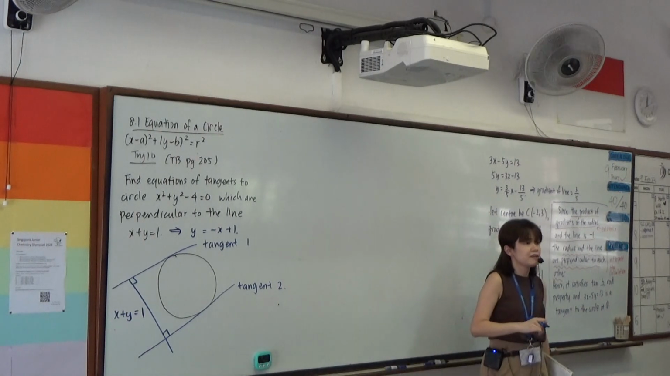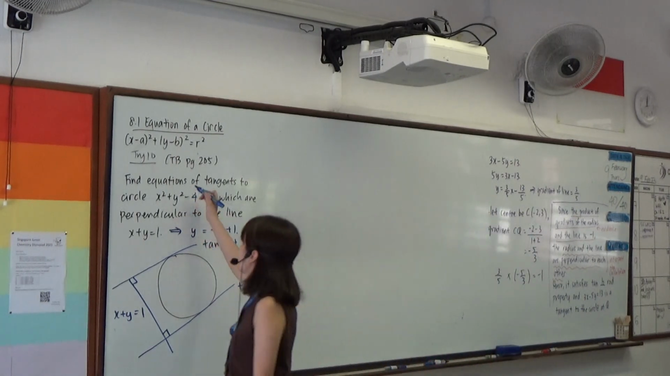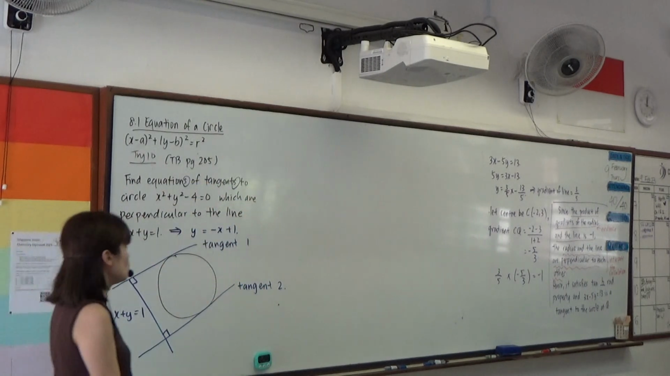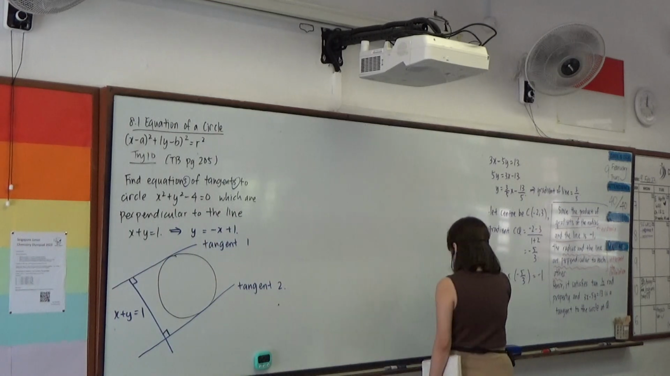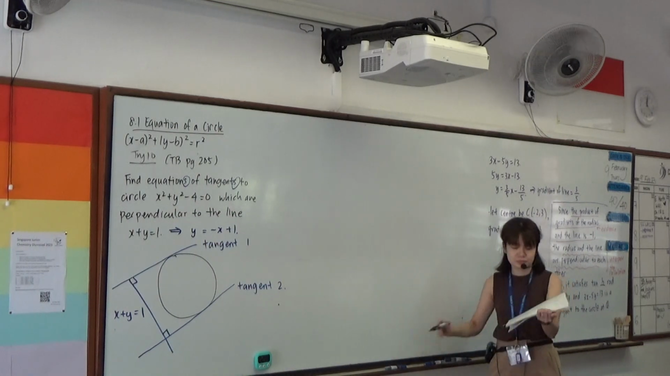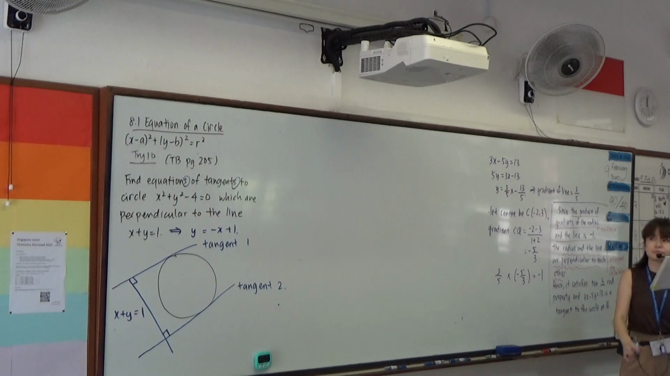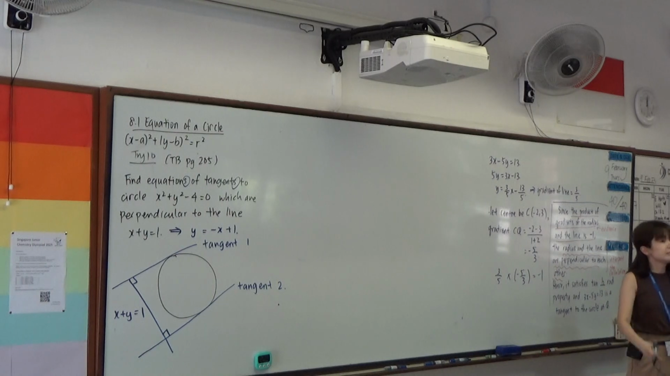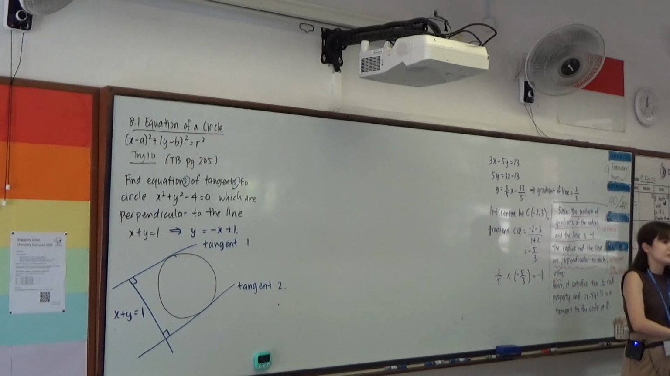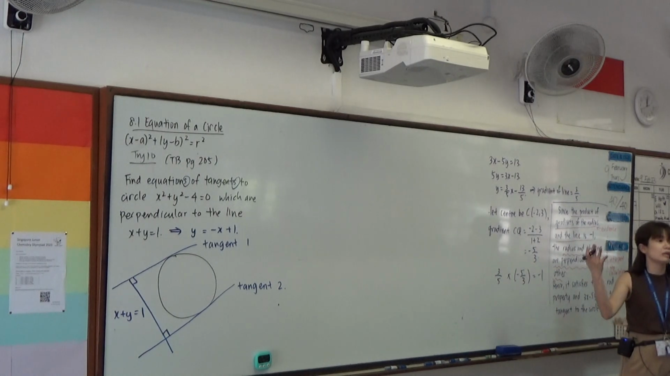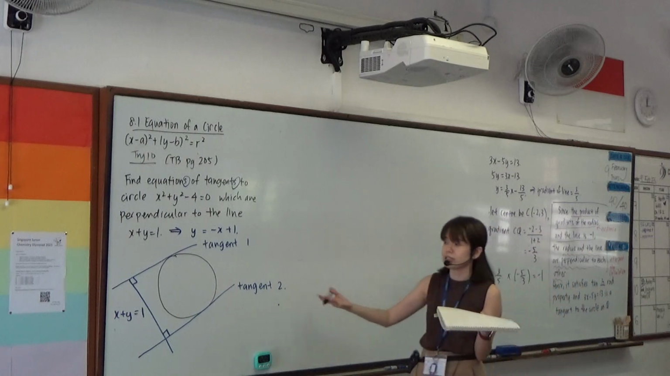Okay, a hint given in the question is that we're looking for equations of tangents. So you should know that you are looking for more than one tangent. Since a tangent itself is a straight line, we make use of y equals mx plus c to figure out the equation of that line. That means I need to know the gradient and the coordinates on that point itself.